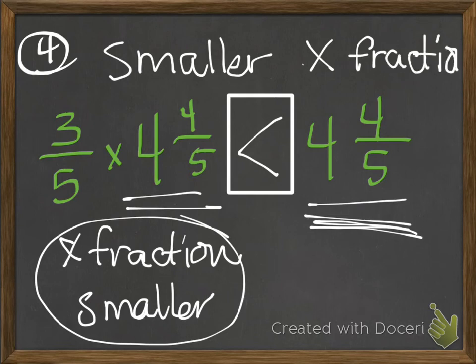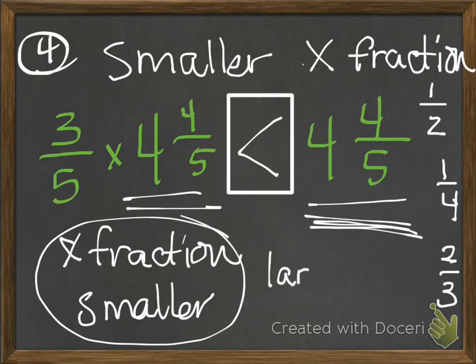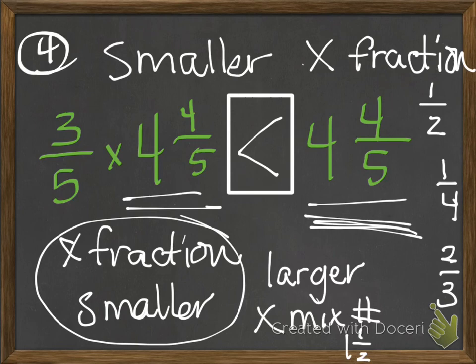For example, if you want to bake cookies, but you don't want to bake a whole batch of cookies, and you want to make half of a batch or make a smaller batch, you're going to multiply it times a fraction, like a half, or a fourth, or 2/3. However, if you want to make something larger, maybe you want to make cookies for the whole class, then you're going to multiply it times a mixed number. And that will make it larger, like 1.5 or 1 2/3.